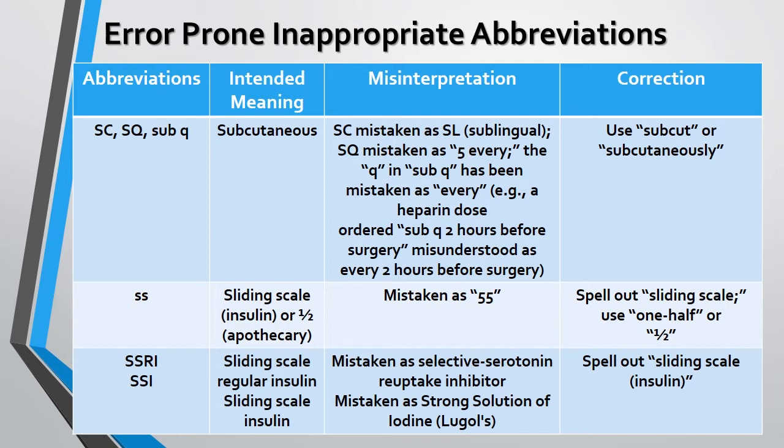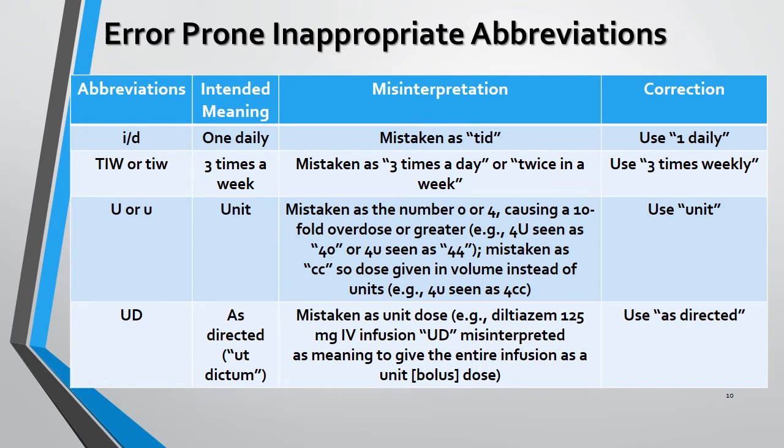The abbreviated term for sliding scale, SS, is misinterpreted as 55. So the correction to be used is to spell out the words sliding scale or use as 1/2. The abbreviated term for 3 times a week, TIW, can be misinterpreted as 3 times a day or twice in a week. The correction to be made is 3 times weekly. The abbreviated term for unit is U, which can be misinterpreted as 0 or 4. The correction to be used is unit.